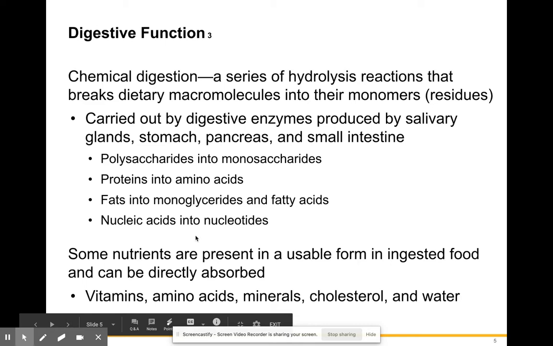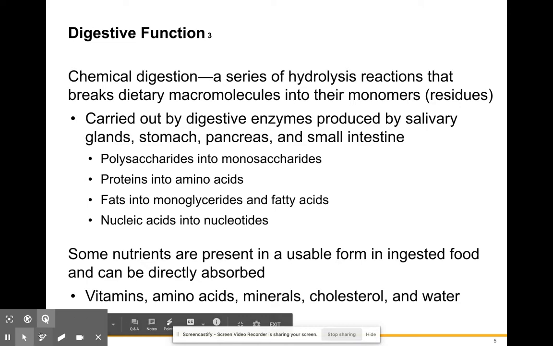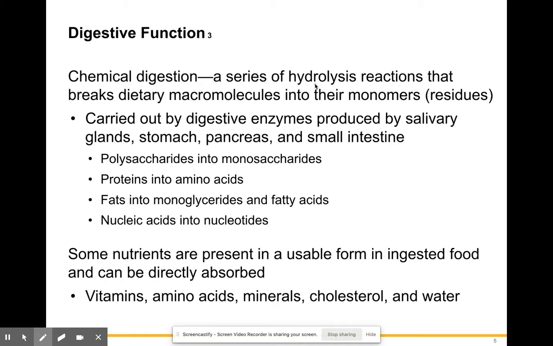Chemical digestion is going to happen in conjunction with mechanical digestion. It's a series of hydrolysis reactions. Hydrolysis is what we do to break down bonds in polymers. A polymer is a compound made of many smaller parts. That's what poly means: many. Polymers are made of monomers. Mono means one. So if you put two monomers together, here's a monomer and here's a monomer, you get yourself a polymer.